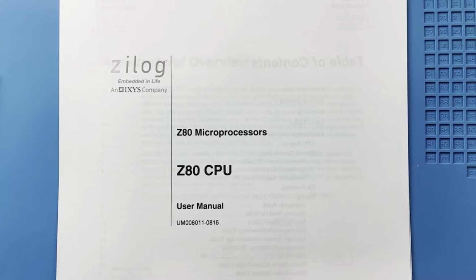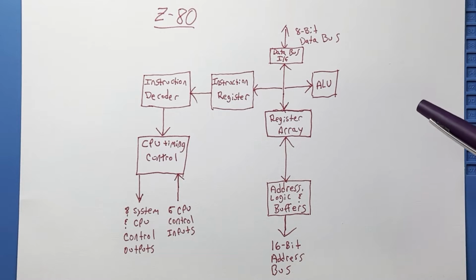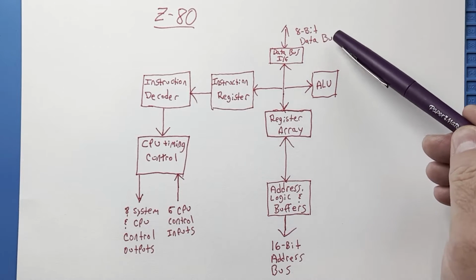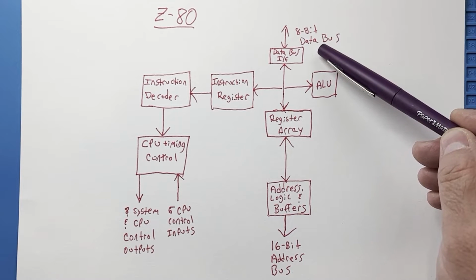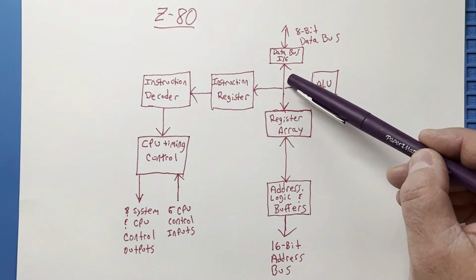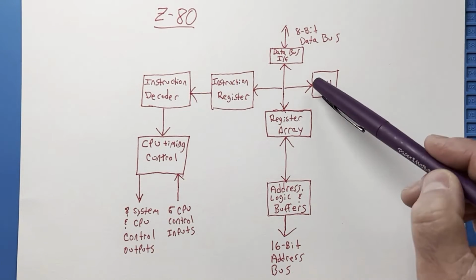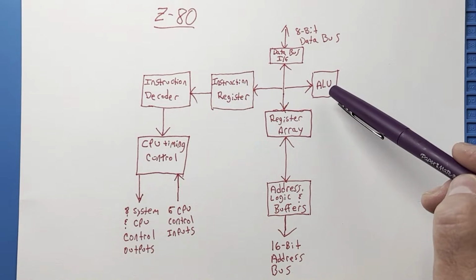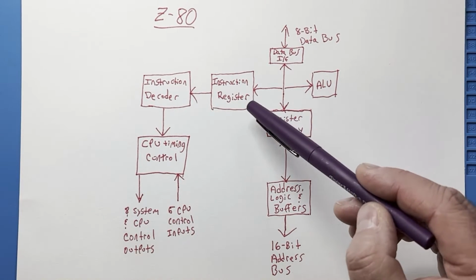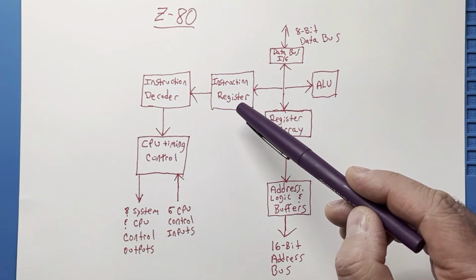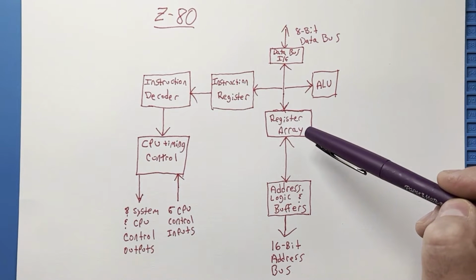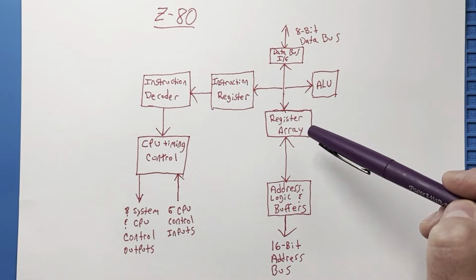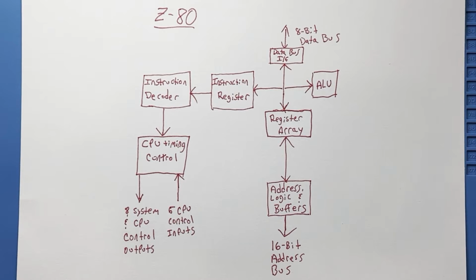So to get into the architecture of the Z80, take a look at this block diagram of it. This shows the major components of the CPU and its connections to the outside world. Up here we have the data bus interface, which connects the system 8-bit data bus to the internal CPU data bus. The internal data bus connects all of the major subsystems within the CPU, including the arithmetic logic unit, or the ALU, the instruction register, where the instructions are stored during the M1 cycle, and the register array that contains all of the internal registers. We'll get into more detail on these in just a minute.